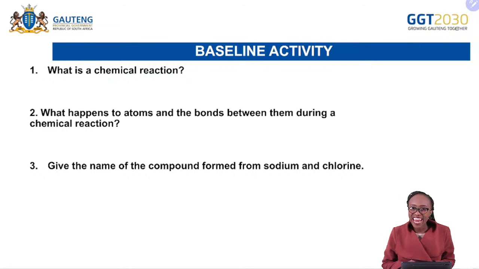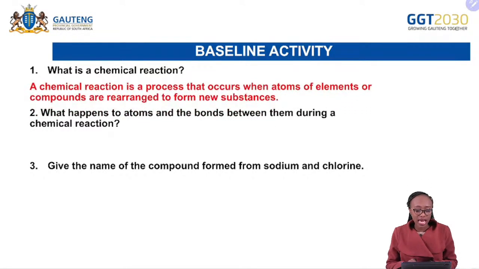Welcome back, grade 8. Now let's look at the solutions to our baseline assessment. Don't forget to send through your answers to 079-454-9535. The first question read, what is a chemical reaction? If you remember from the previous lessons that we had, we defined a chemical reaction as a process that occurs when atoms of elements or compounds are rearranged to form new substances. So they get rearranged and then they form new substances. That is what we call a chemical reaction.